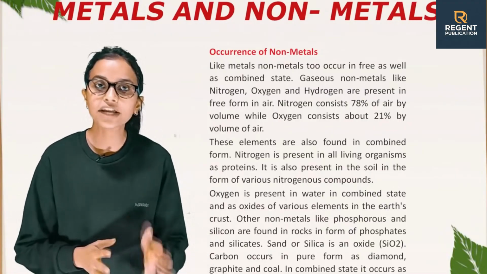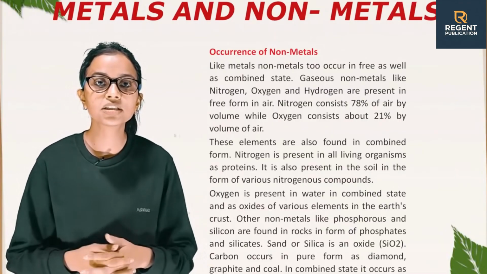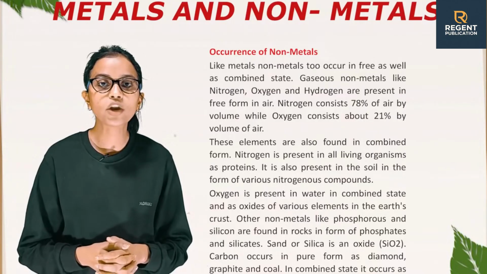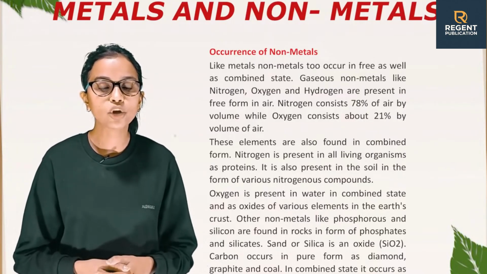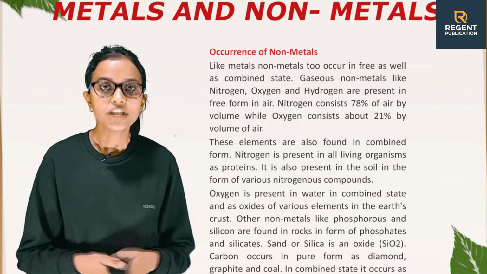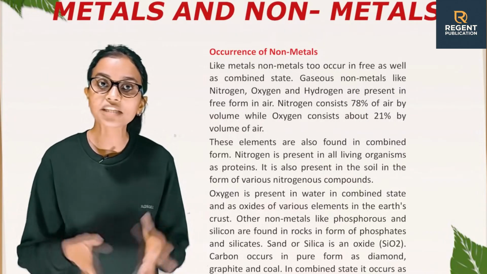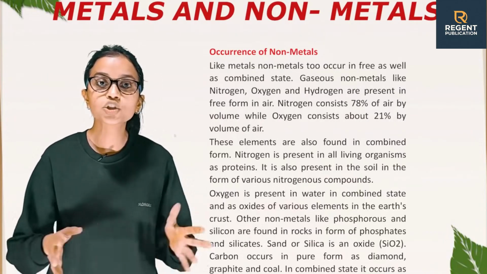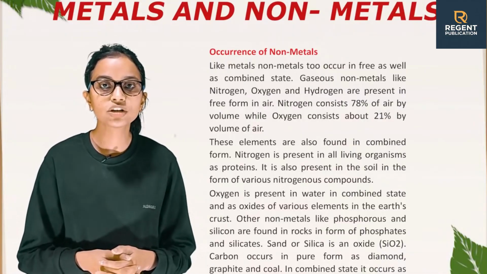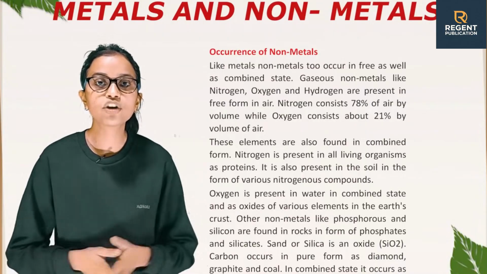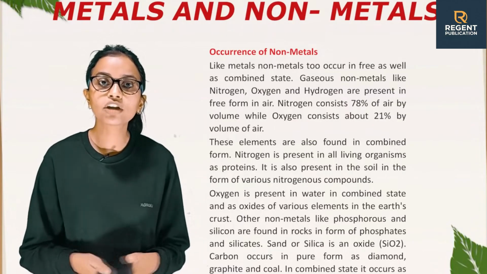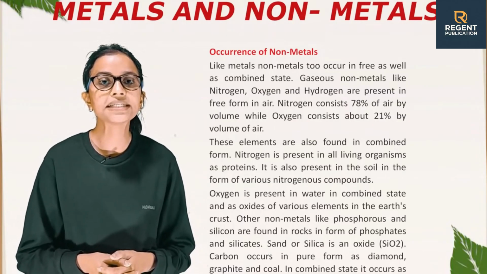Gaseous non-metals like nitrogen, oxygen and hydrogen are present in free form in air. Nitrogen makes up 78% of air by volume, while oxygen makes up about 21% by volume of air. These elements are also found in combined form. Nitrogen is present in all living organisms as proteins. It is also present in the soil in the form of various nitrogenous compounds. Oxygen is present in water in combined state and as oxides of various elements in the Earth's crust. Other non-metals like phosphorus and silicon are found in rocks in the form of phosphates and silicates.